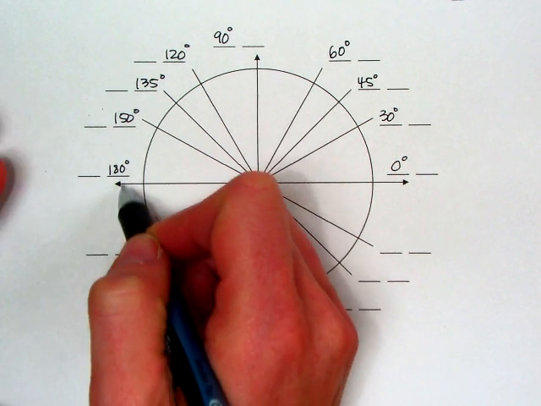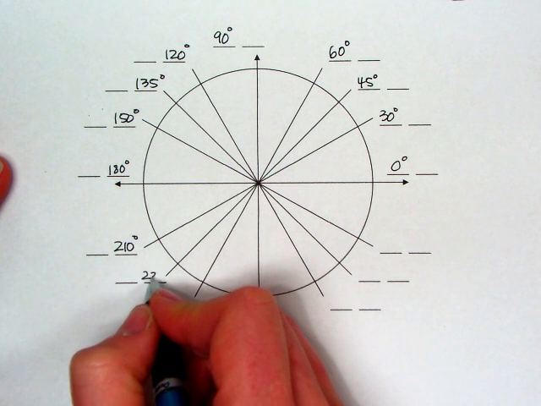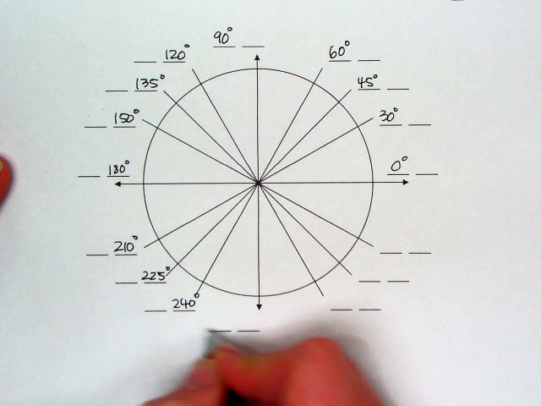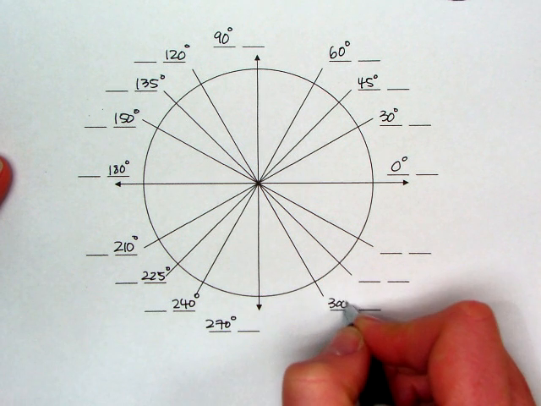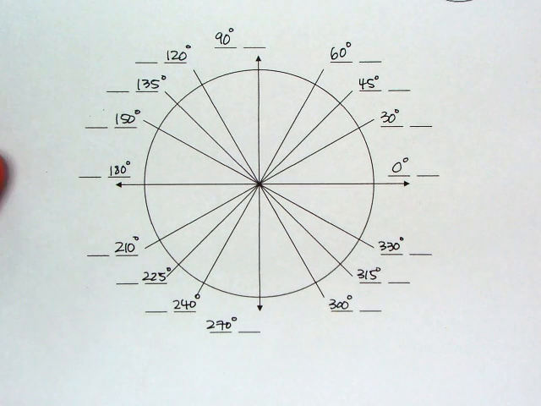Add 30, I'm at 210. Add 15, I'm at 225. Add 15 again, I'm at 240. Add 30, I'm at 270. 300, 315, and 330. So just continuing that pattern. Those are the angles that we talk about when we talk about a unit circle.